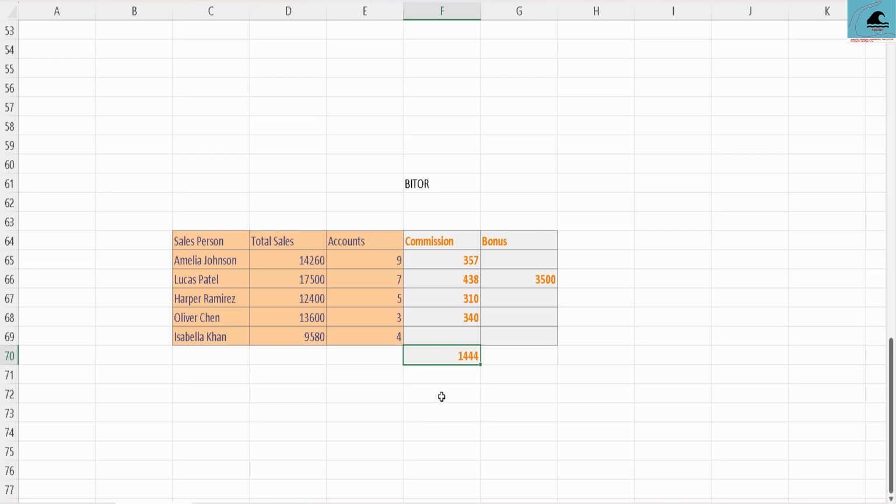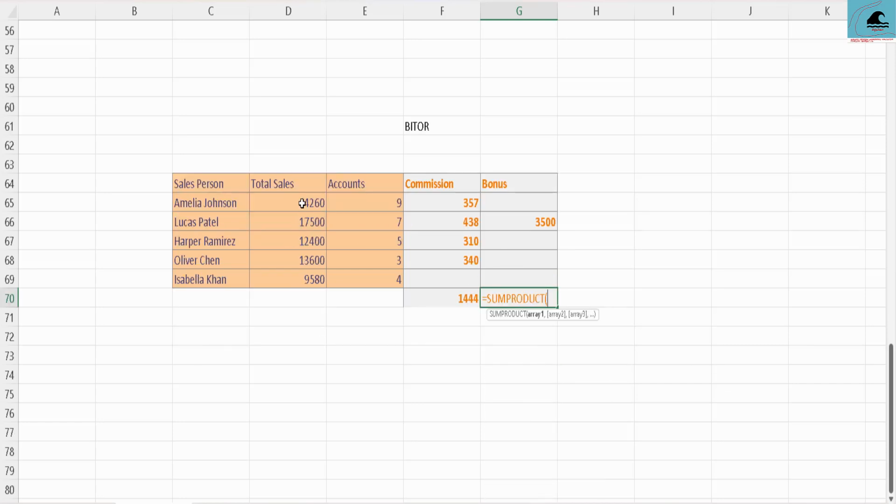We are using the SUMPRODUCT function not just to total but to check the conditions and also total the commission wherever applicable. Similarly, we can check for the bonus also. For the bonus, we need not use this BITOR function, because only if both conditions are satisfied do you have a bonus. Therefore, SUMPRODUCT itself is enough. So, equal to SUMPRODUCT.